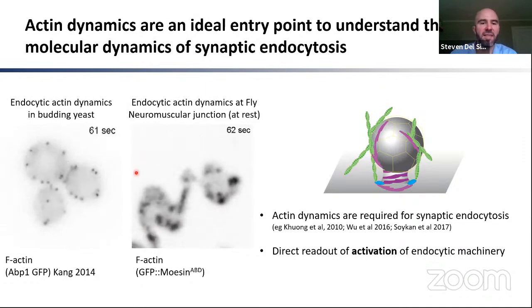And then when we compare that to actin assembly at the NMJ, we see a really similar morphological dynamic pattern of actin assembly. And you can tell that this isn't this broad reticular mesh of actin, it's assembling in these dynamic puncta. The reason that I think this is a great model to understand how these are activated is because we know that actin dynamics are required both at this synapse and other synapses for synaptic endocytosis. And this is really a fundamental direct readout of the activity of these proteins.